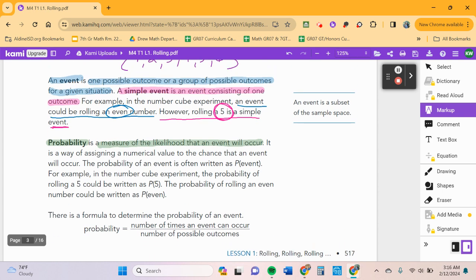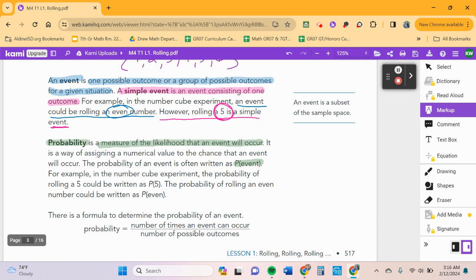So probability is the measure of the likelihood that an event will occur. It is a way of assigning a numerical value to the chance that an event will occur. The probability of an event is often written as P(event). For example, in the number cube experiment, the probability of rolling a 5 could be written as P(5). The probability of rolling an even number could be P(even).